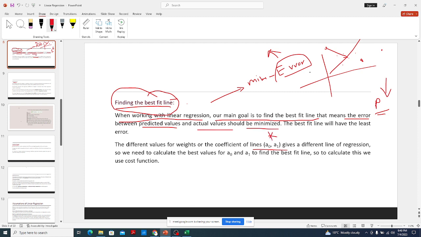Minimized. Very correct. We are trying to minimize these error terms, the distance between the actual values and the predicted values. The predicted values are along the line of best fit.